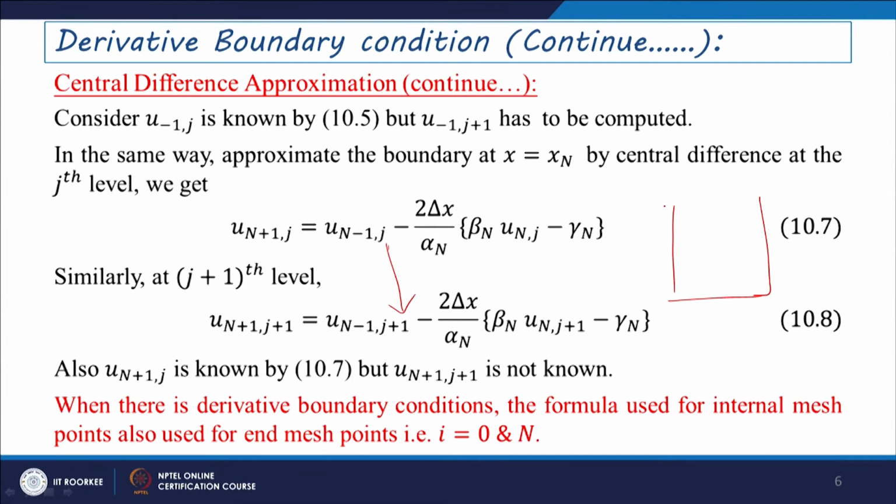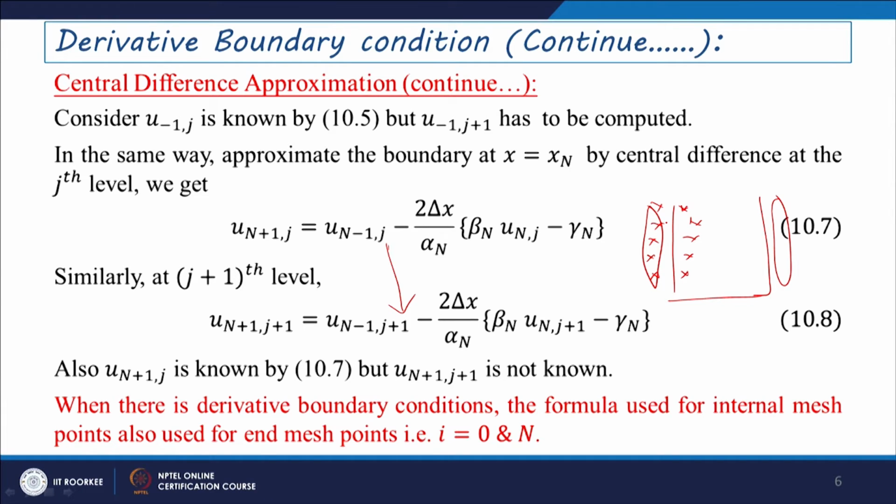Since we are putting a fictitious boundary condition at the first boundary and along the last boundary here, we can find this boundary condition at each time step level to compute in an iterated manner, or we can update these values iteratively as we go from one time step to the next. Also, if u_(n+1)^j is known by this previous equation, that is equation 10.7 here, but u_(n+1)^(j+1) is not known, then we can move further.